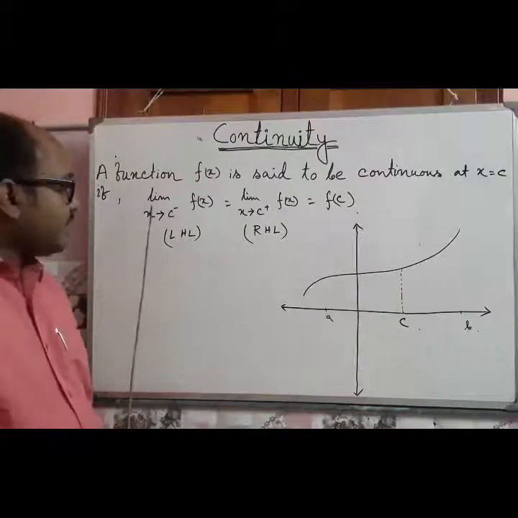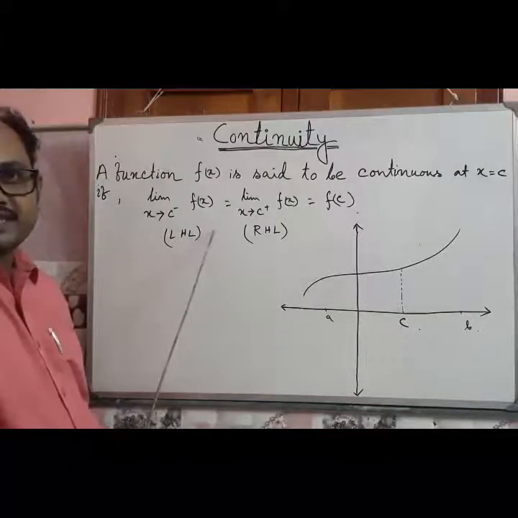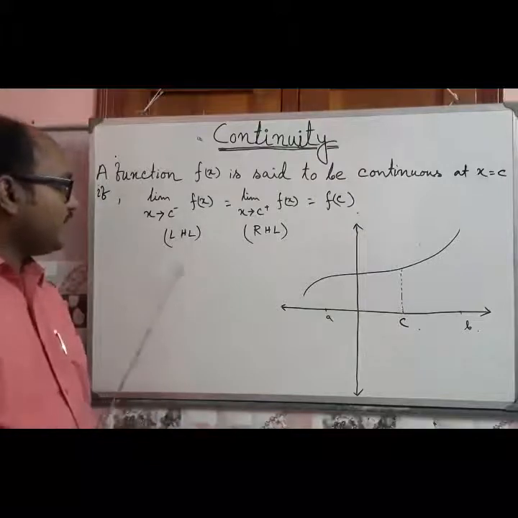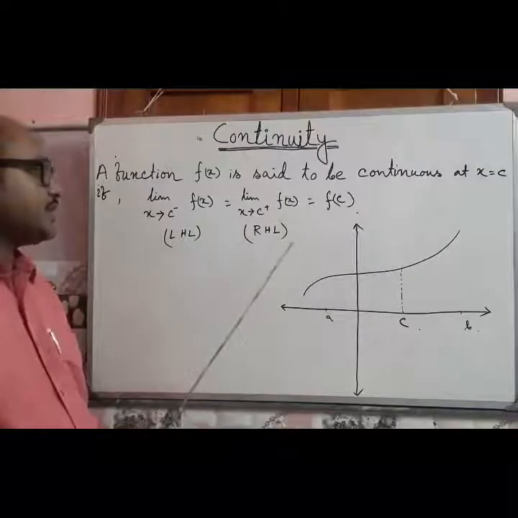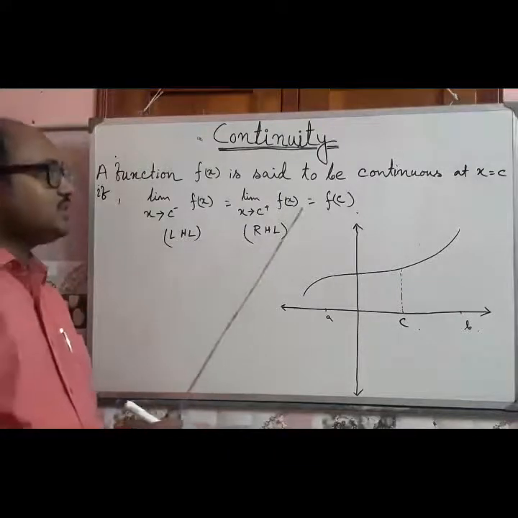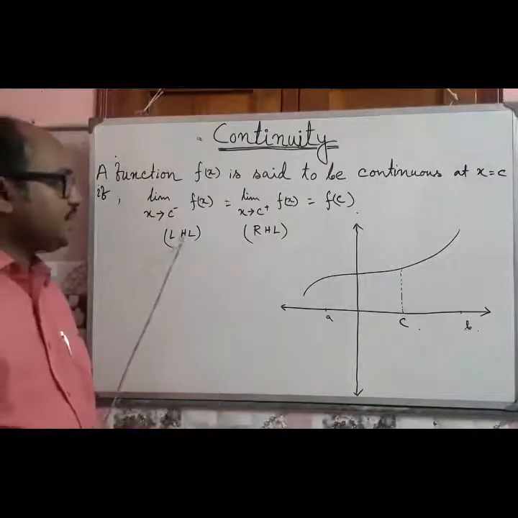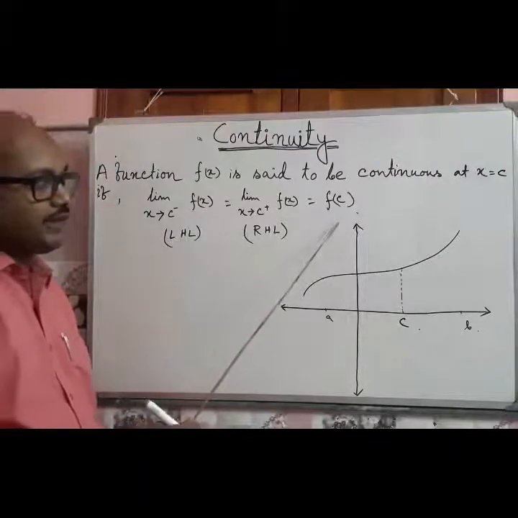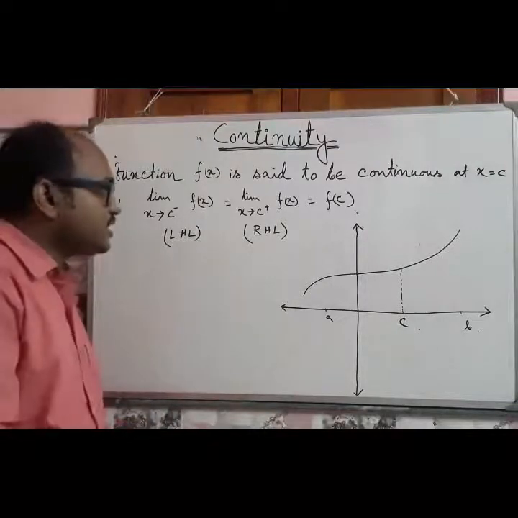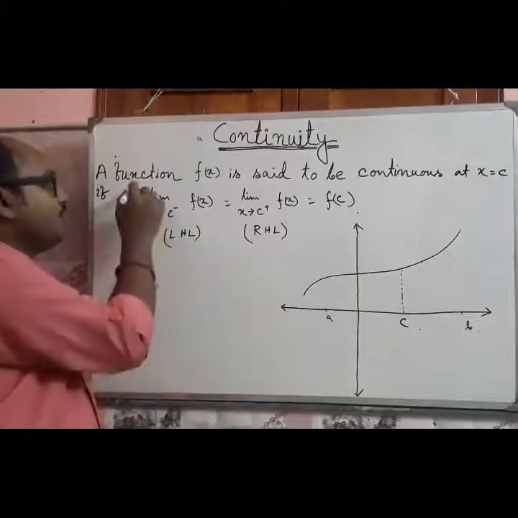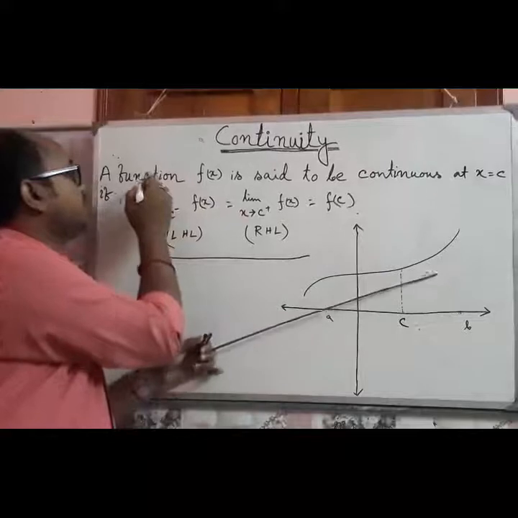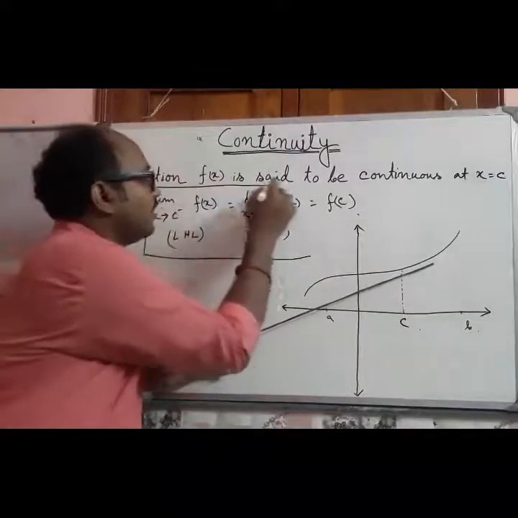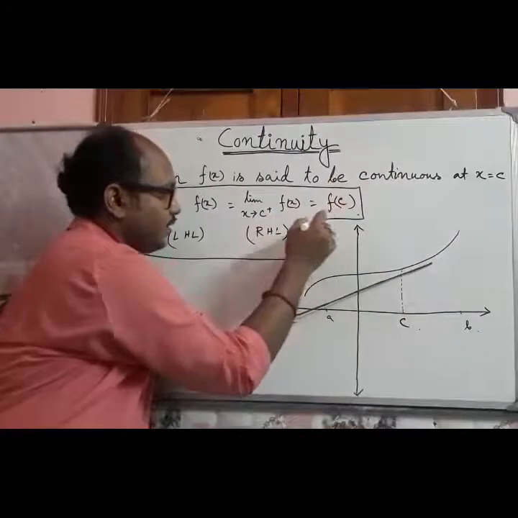Then limit x tends to c minus f of x, that is the left hand limit, is equal to limit x tends to c plus f of x, that is known as right hand limit, is equal to f of c. That is, left hand limit is equal to right hand limit equal to the functional value. If this condition is satisfied, then we will say that f of x is continuous at that particular point c.